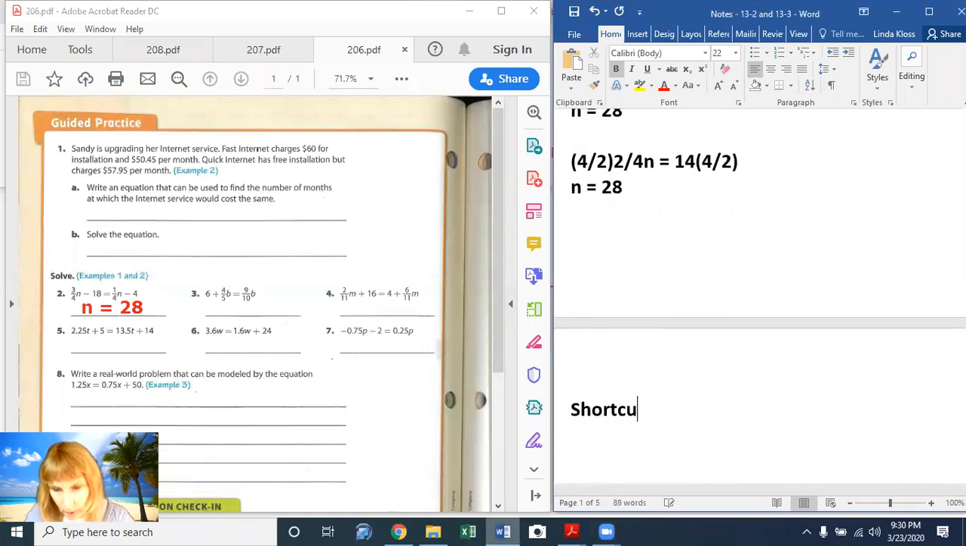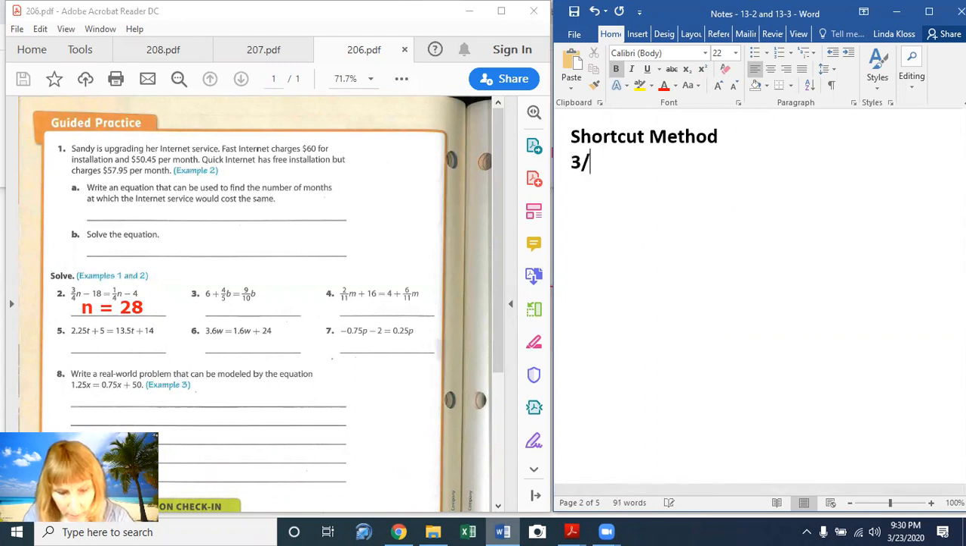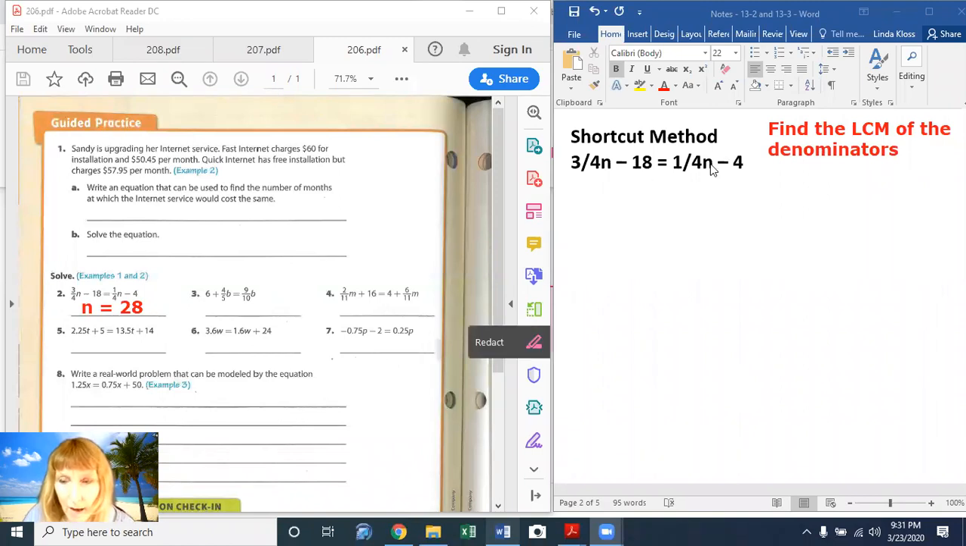So this will be the shortcut method. We're going to use the same problem, problem number 2, so we can see how it works. So we have our 3/4 n minus 18 equaling 1/4 n minus 4. Now, I want to get rid of the messy fractions because I don't like fractions, especially if the bottom numbers aren't the same and I have to mess around with changing them to get the same bottom numbers. So what I'm going to do is find the least common multiple, the LCM, of the denominators. So in our case, the denominators are both 4, so the least common multiple has to be 4.